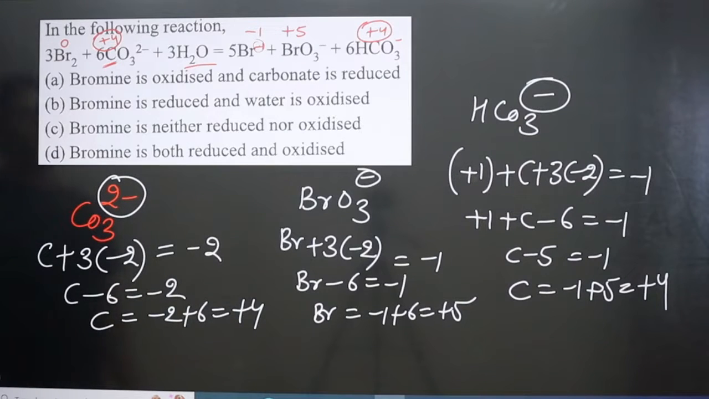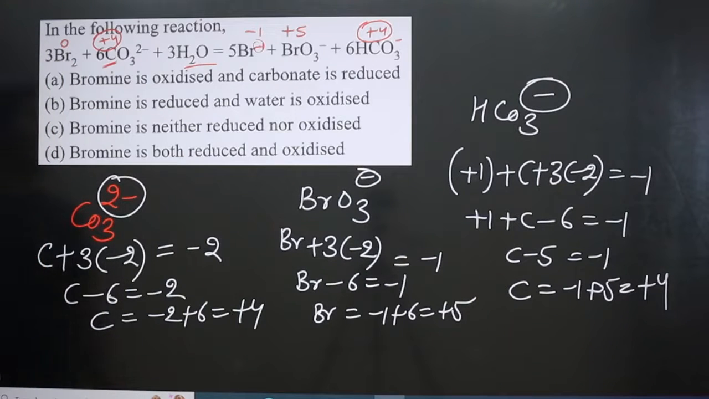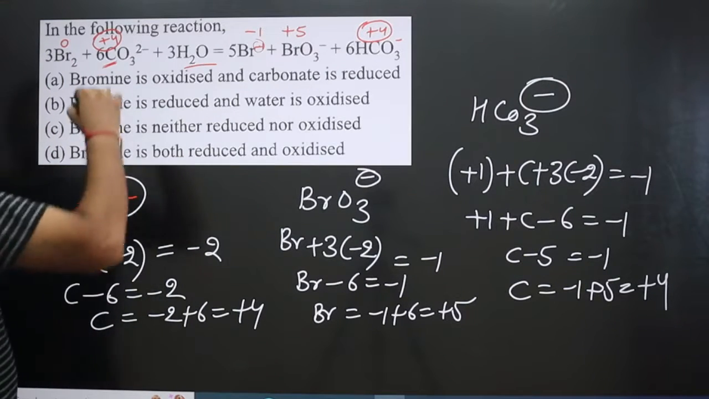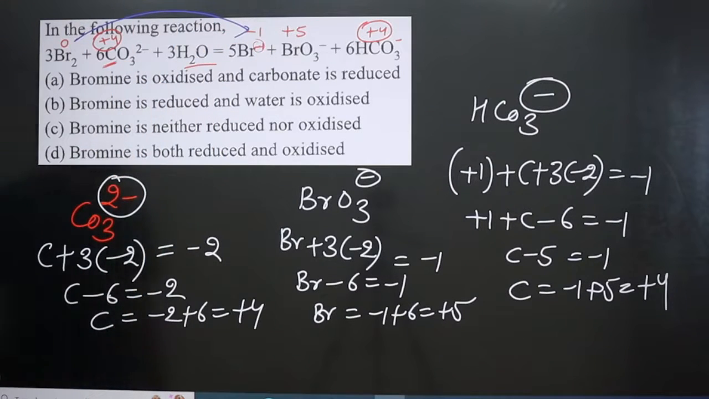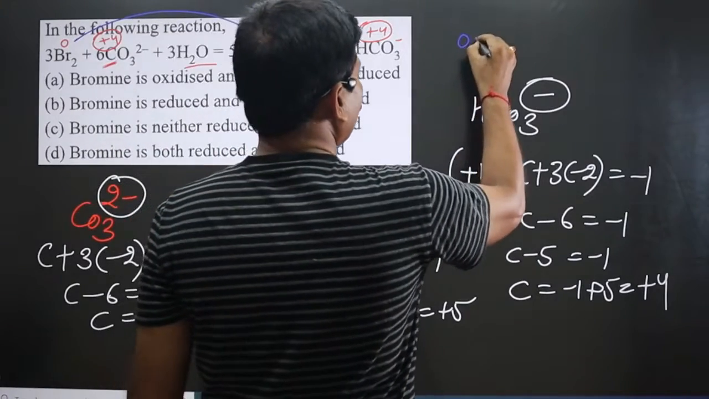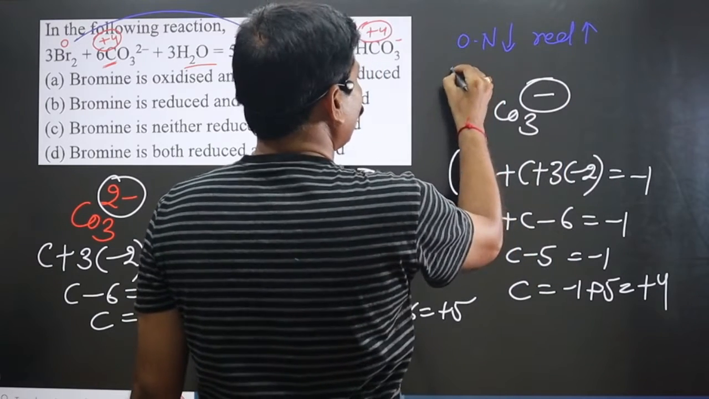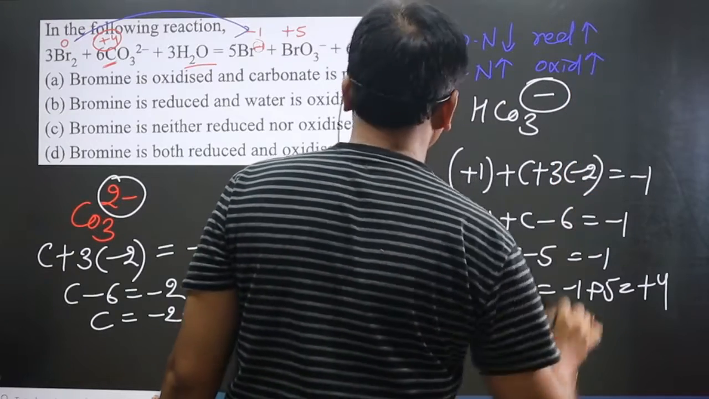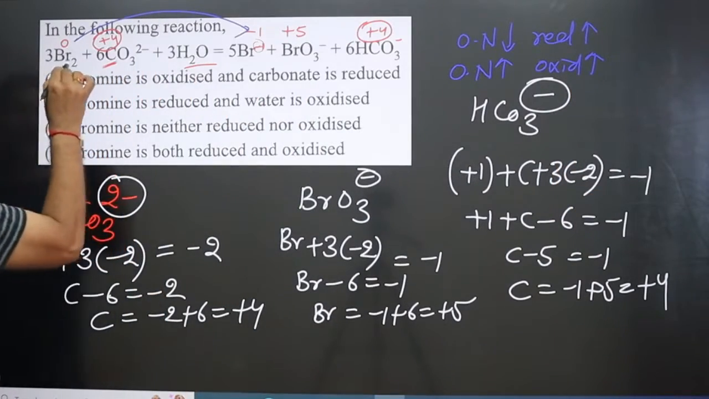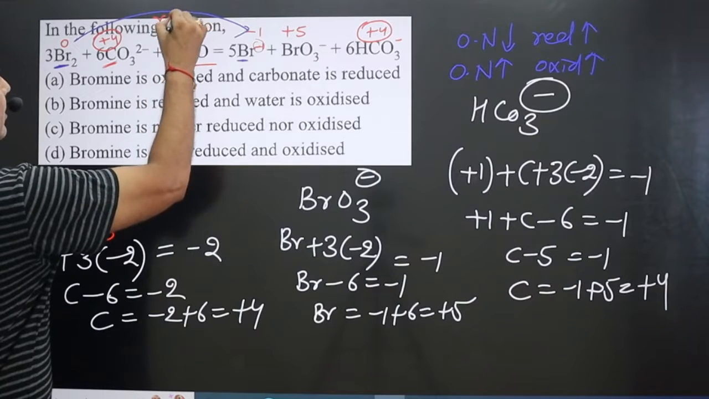Now we talk about bromine. You can see on the left side Br2, the bromine molecule, is present in 0 oxidation number. Now you can see Br2 going to Br minus, which is 0 to minus 1. This is a decrease in oxidation number. Always keep in mind, decrease in oxidation number is always a reduction reaction, and increase in oxidation number is always an oxidation reaction. So from this Br, 0 to minus 1 is a decrease in oxidation number, which means this is a reduction reaction.